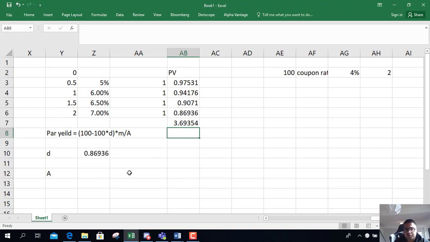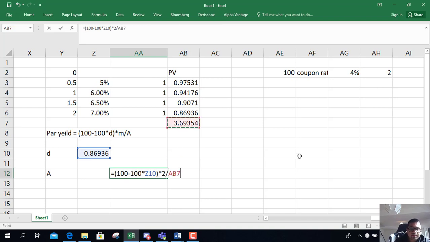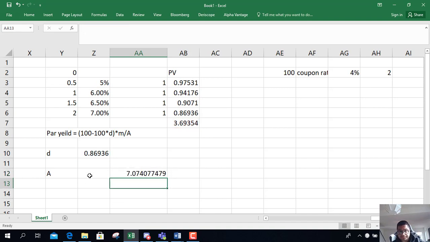So A is equal to 3.6935. If you put it in the formula, it will be 100 minus 100 into D, multiplied by 2, that is the frequency, semi-annual, and divided by 3.69. So your par yield equals 7.07.